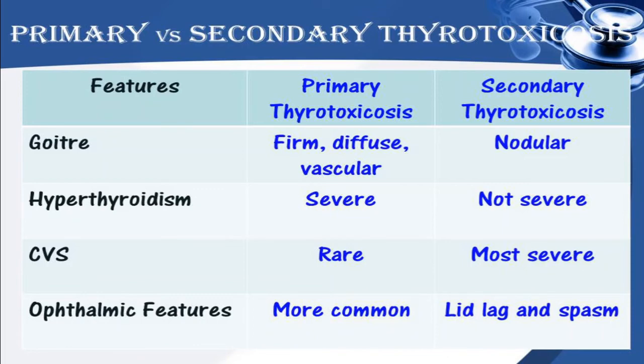So we will compare the features of primary and secondary thyrotoxicosis. Considering the goiter, in primary thyrotoxicosis, firm, diffuse vascular goiter can be seen, whereas in secondary thyrotoxicosis, it is nodular. Hyperthyroidism is severe in primary, not severe in secondary. Cardiovascular symptoms are rare in primary thyrotoxicosis, whereas they are most severe in secondary thyrotoxicosis. Ophthalmic features are more common in primary thyrotoxicosis, whereas lid lag and spasm is seen more in secondary thyrotoxicosis.